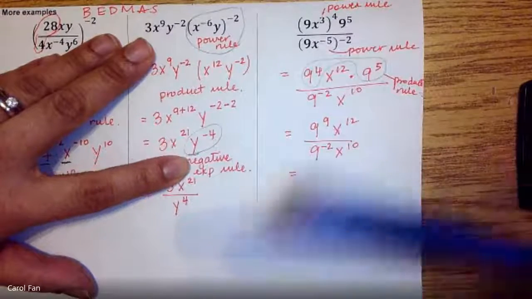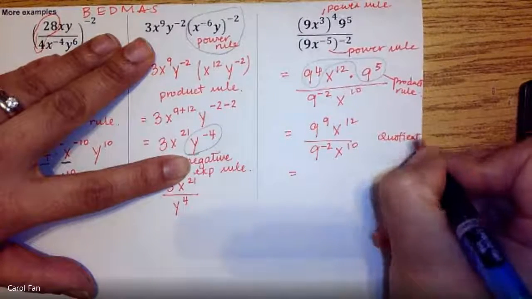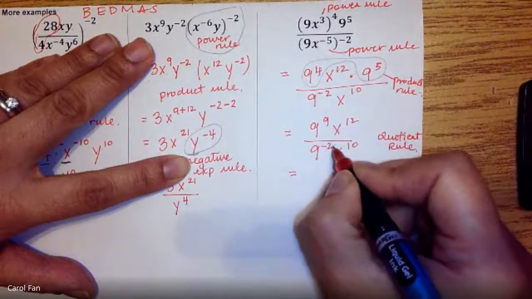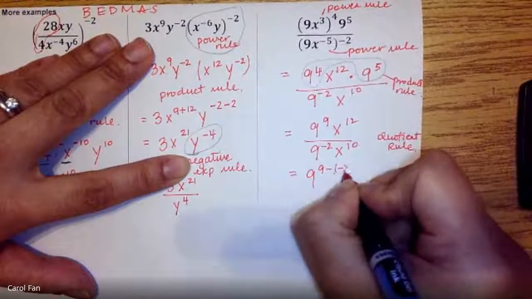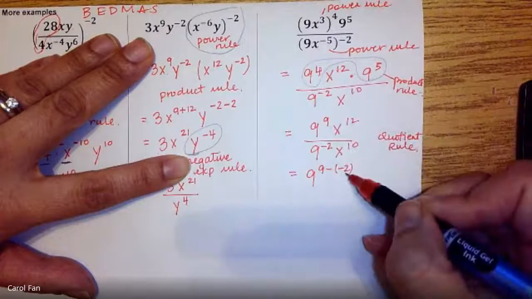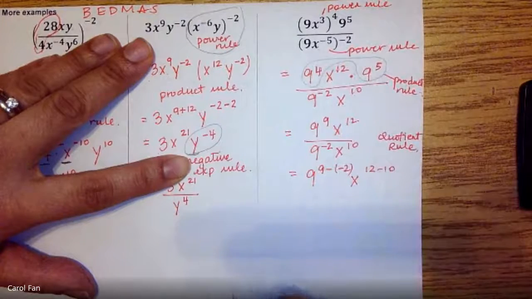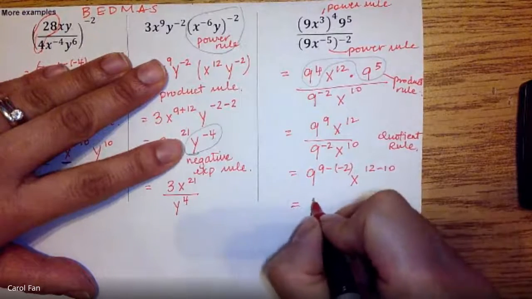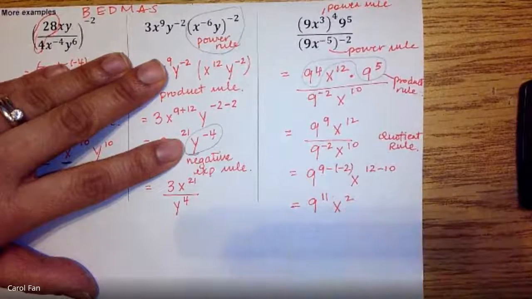Now we're going to use our quotient rule. The quotient rule tells us that we can subtract our exponents as long as our bases are the same. So I have 9 to the power of 9 minus negative 2, and x to the power of 12 minus 10. That simplifies to 9 to the power of 11 and x to the power of 2.